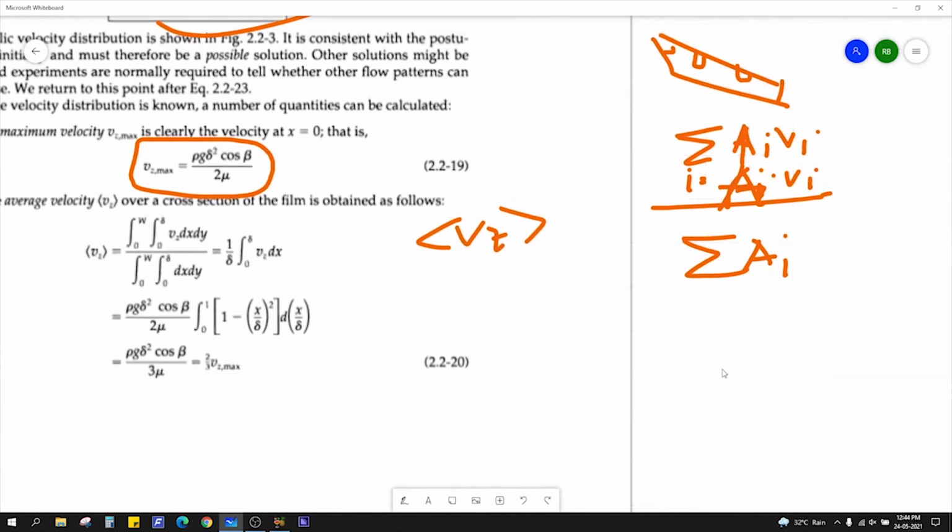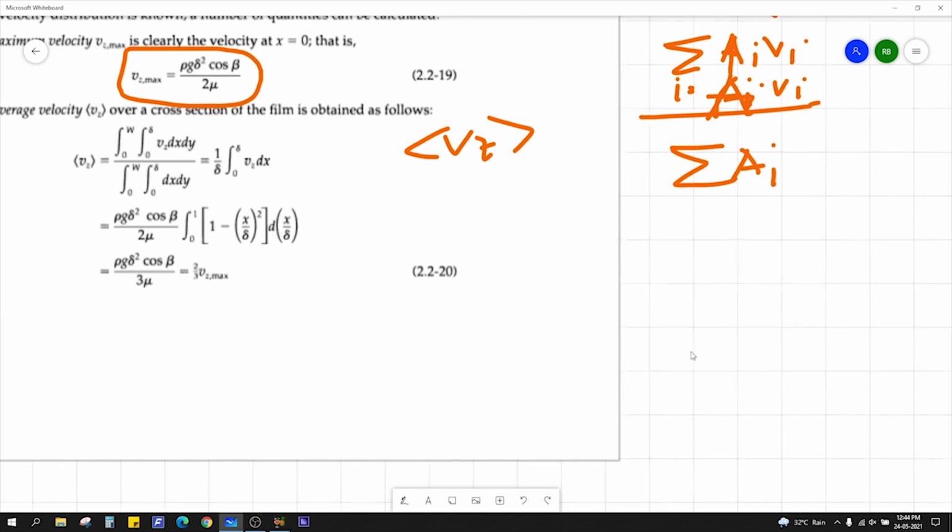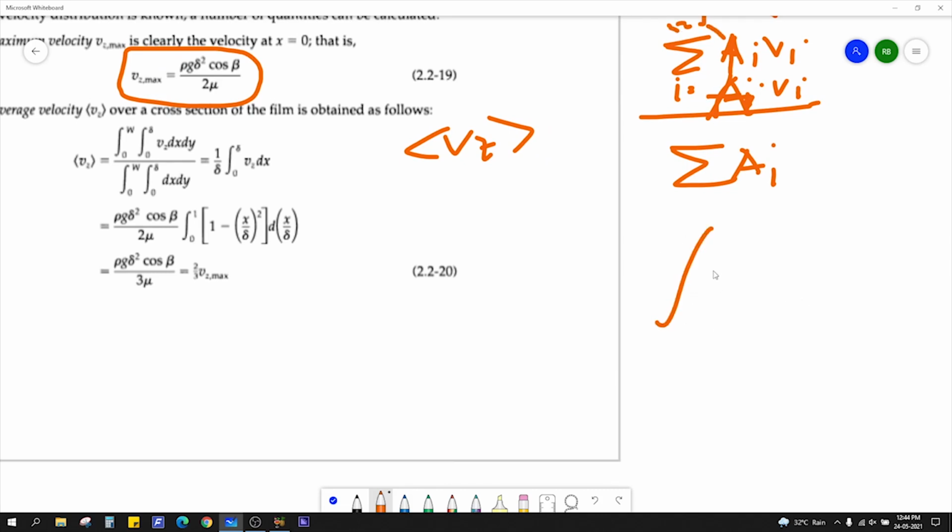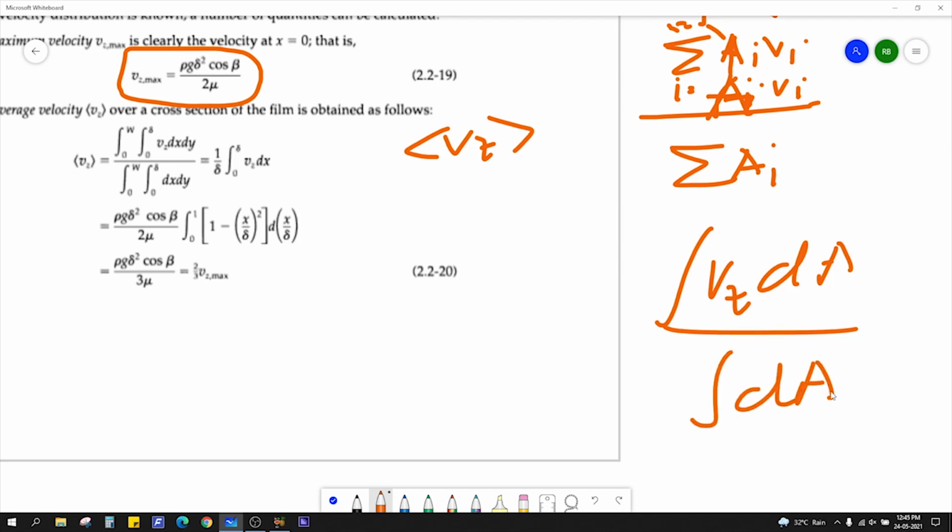So this is the formula, but the summation is nothing but an integral, right? An infinite sum. We already studied that integration is an infinite sum. When n tends to infinity, it becomes an integral. So it is nothing but the integral of v_z dA, and dA is the total area, right?